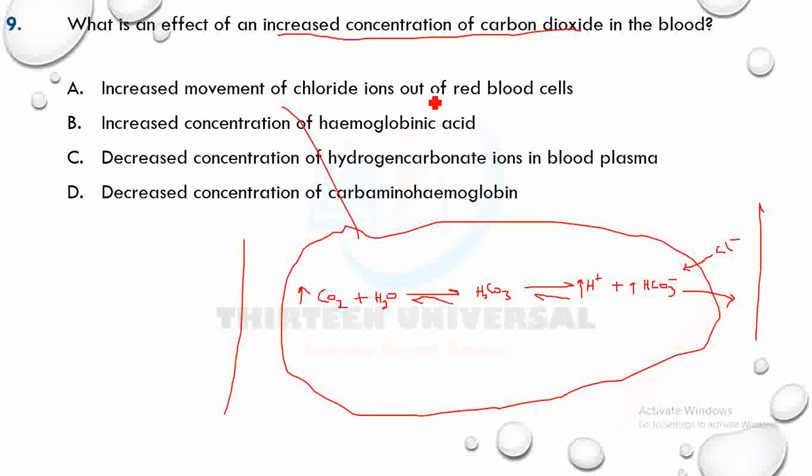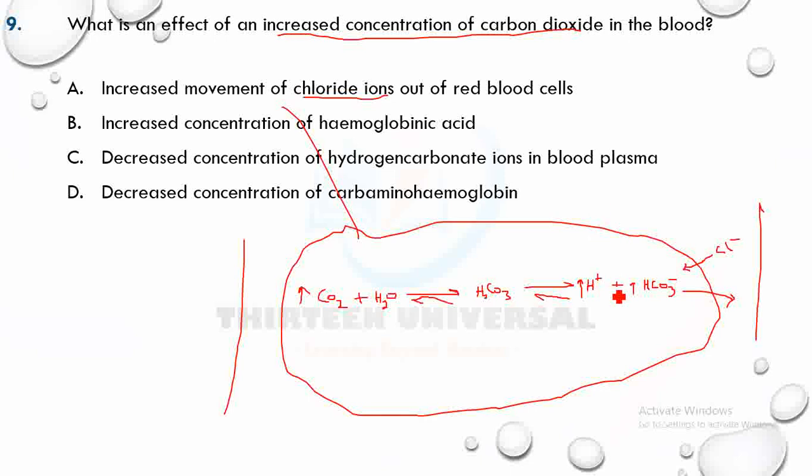It's an increase in the chloride ions out of red blood cell. Now chloride ion moves out of red blood cell only in the alveoli. Okay, so can you see, once you increase it, more of this will be formed and this moves out. When it moves out to be transported, chloride ion will move in. So chloride ion will move in more. It will not move out.